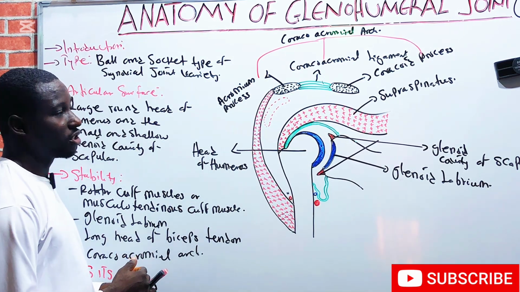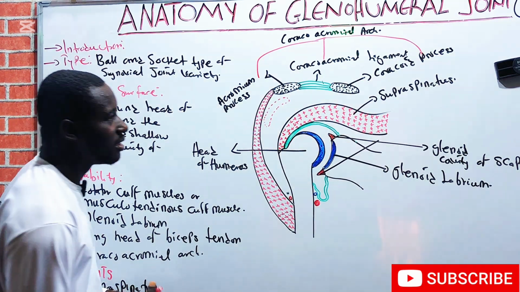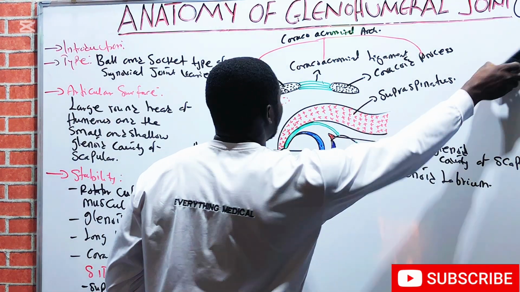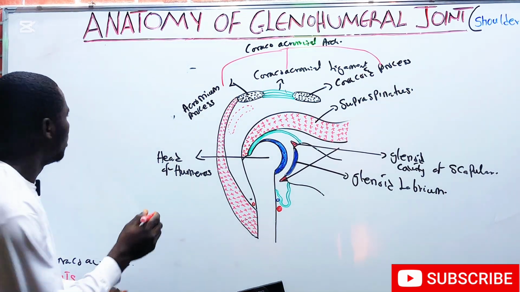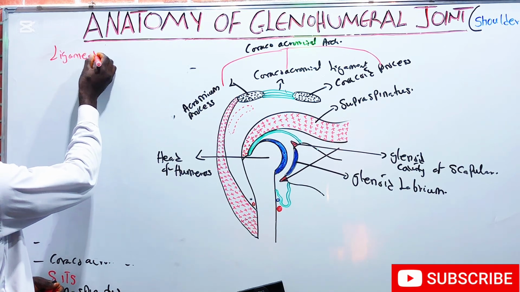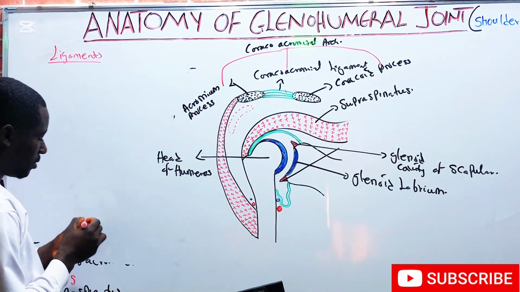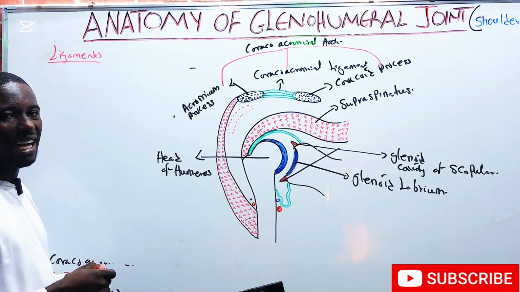The next thing we'll be discussing is the ligaments of the shoulder joint. The shoulder joint has 4 major ligaments and 2 accessory ligaments.